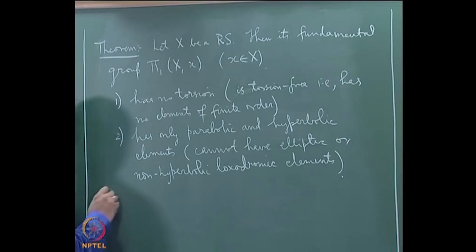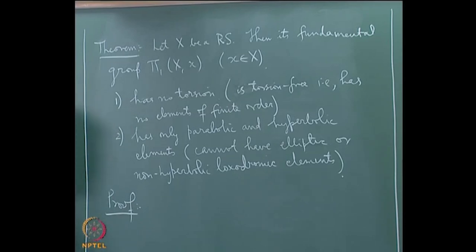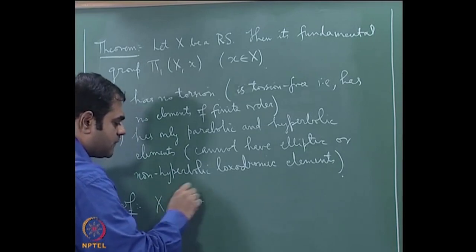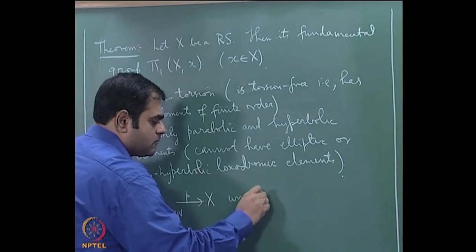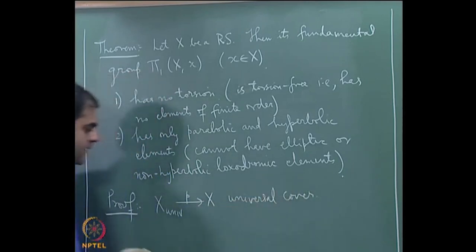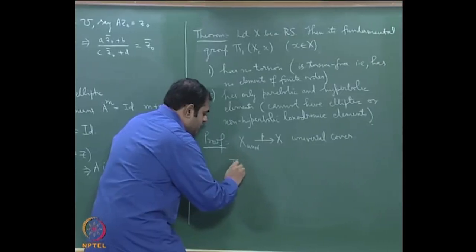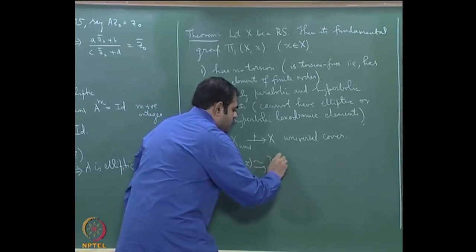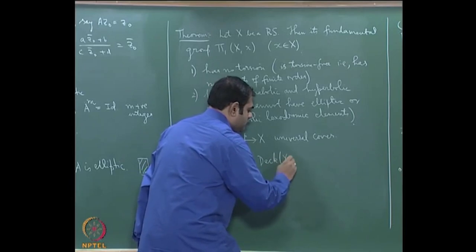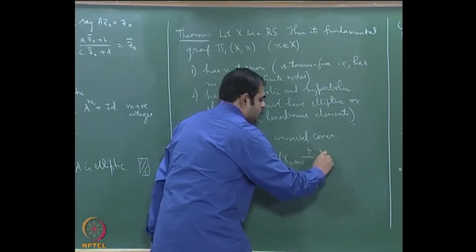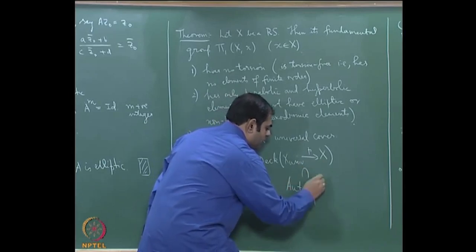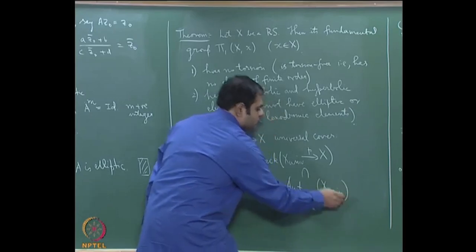And what is the proof? The proof is, you see, we take a universal cover for the Riemann surface, X universal with projection p, the universal cover. Because of this universal cover, you have an identification of the fundamental group at the base point with the deck transformation group of the cover, which is a subgroup of the holomorphic automorphisms of the universal cover.